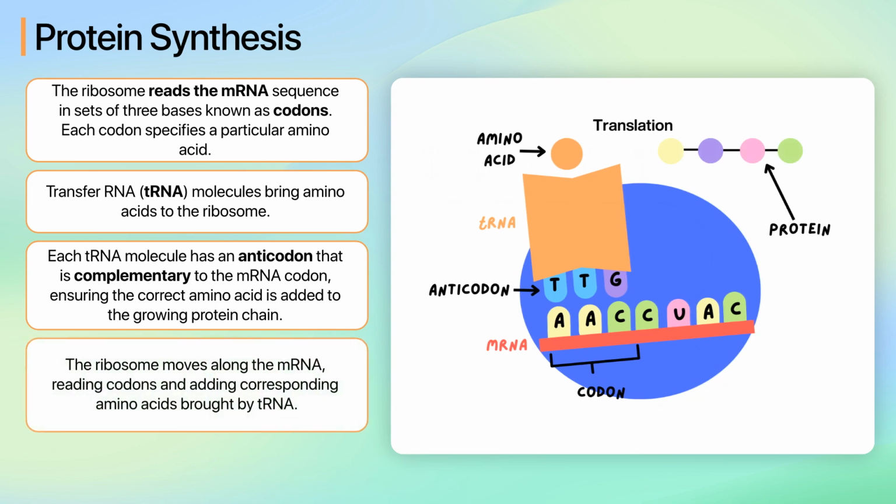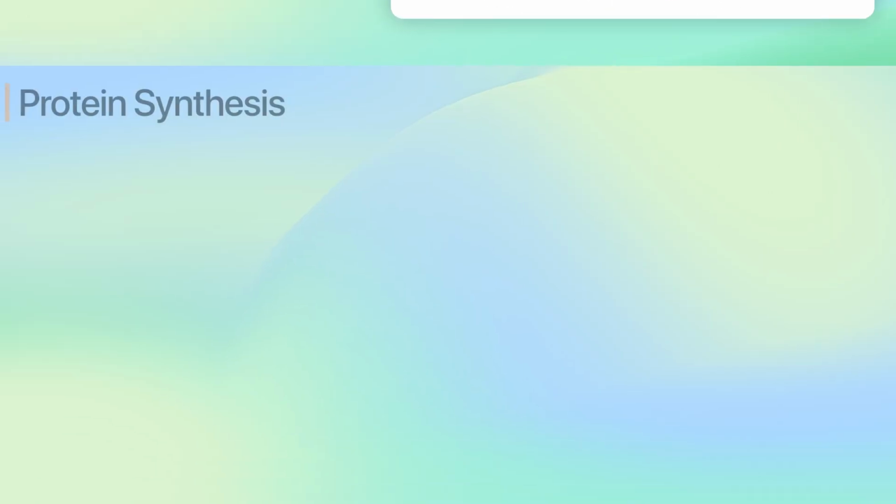The ribosome moves along the mRNA, reading codons and adding corresponding amino acids brought by tRNA. This process continues until the ribosome reaches a stop codon, signaling the end of protein synthesis. After translation, the newly formed amino acid chain, also known as a polypeptide, folds into a specific 3-dimensional shape. This unique shape is crucial because it determines the protein's function.